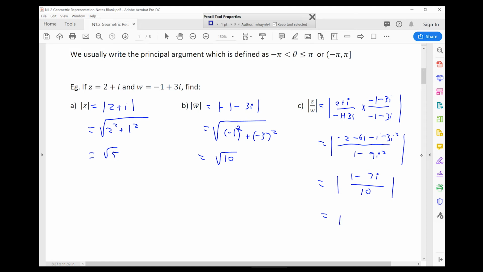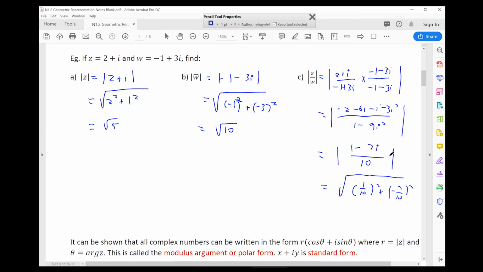So we just do the same thing: square the real bit and then square the imaginary bit. That would give us root 50 over 100, which equals 1 on root 2. If you want to simplify that further, it'll be root 2 over 2.